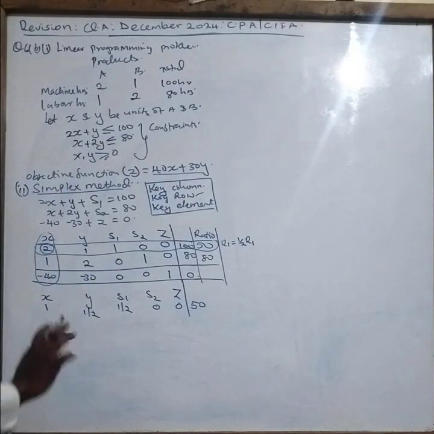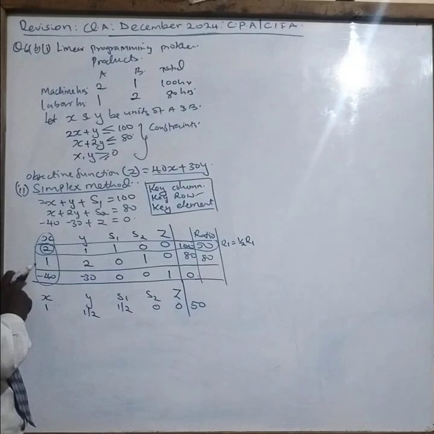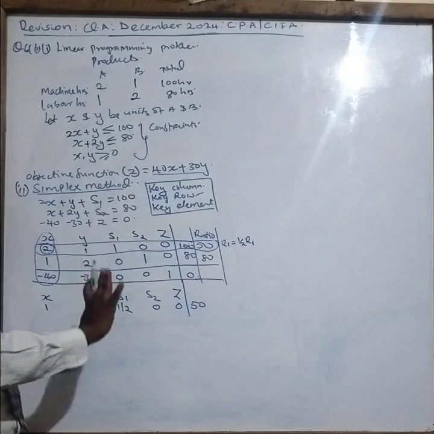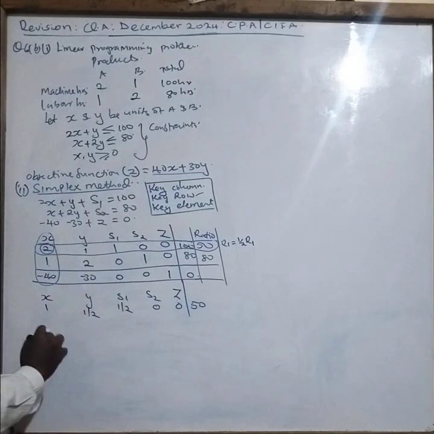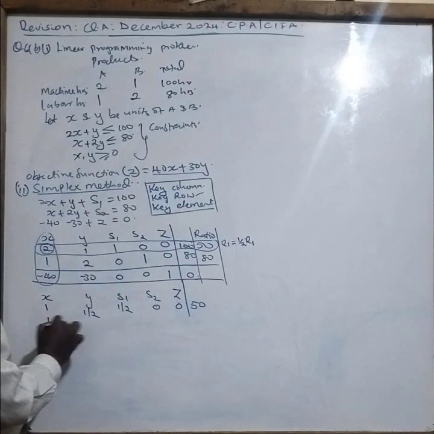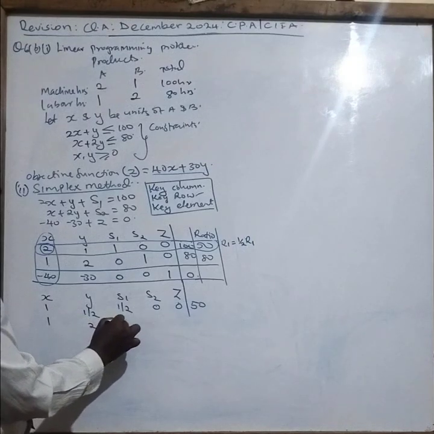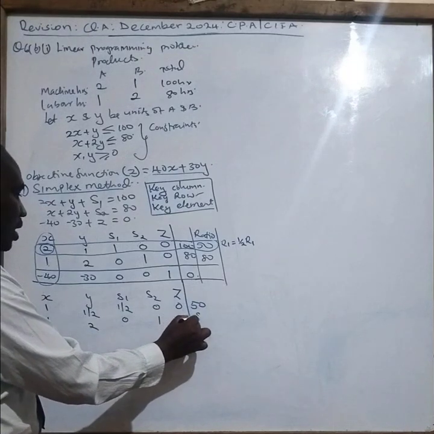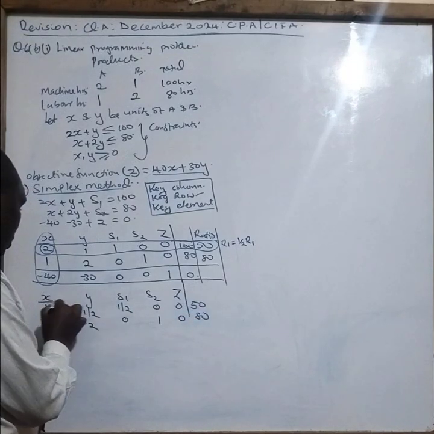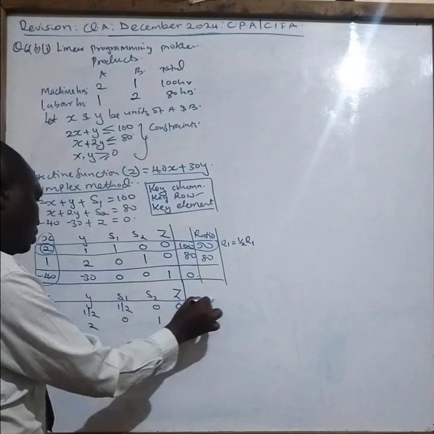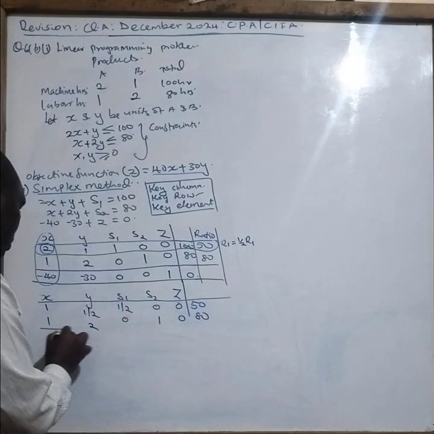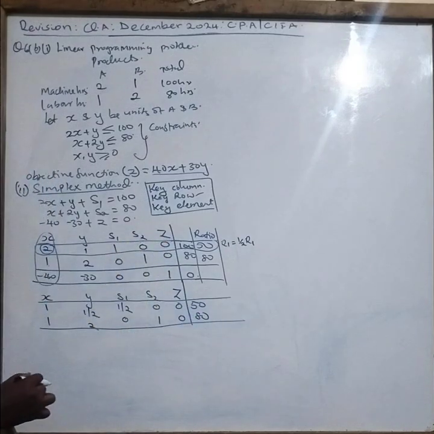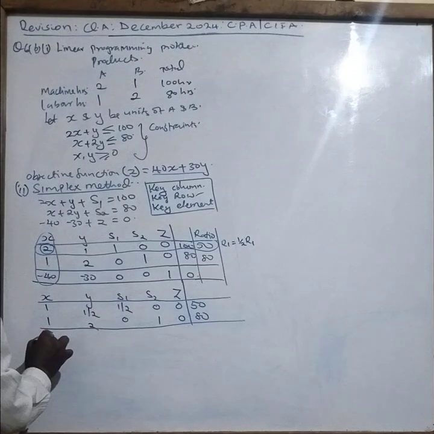Once you have done that, the second row and the third row, there is nothing we are doing with it. So we copy those elements as they are. So you copy the first one is 1, 2, 0, 1, 0, and 80. I'm going slowly so that you understand me right. Then the third column I'm also copying as it is.